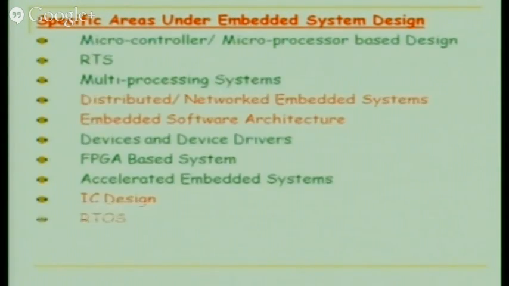And specific areas under embedded system design. Embedded system is a very vast thing. Microcontroller and microprocessor based design, RTS, multi-processing systems where you have more than one controller, distributed network, network intelligence, embedded software architecture, devices and drivers like modem, and drivers are written for small pen drives also. Even this mouse independently is an embedded system example. FPGA based system, accelerated IC design, RTOS.